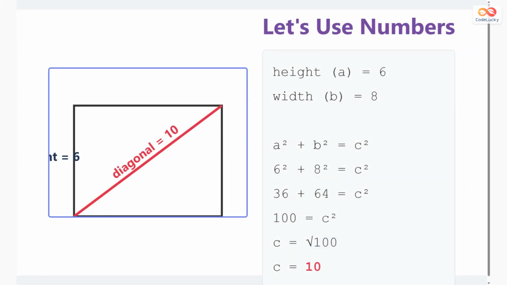Let's try an example. Imagine a rectangle with a height of 6 and a width of 8. To find the diagonal's length, we use the theorem. 6 squared is 36 and 8 squared is 64. Added together, they make 100. The square root of 100 is 10, so the diagonal is 10 units long.